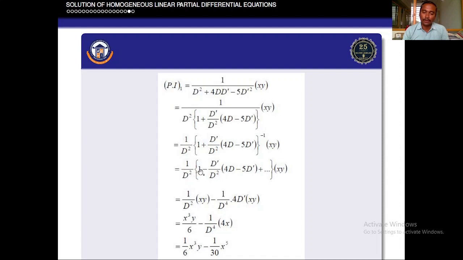So which is equivalent to 1 by D² into xy, minus 1 divided by D⁴ into 4D' into xy. Here D' stands for the differentiation of the function with respect to y. 1 by D stands for the integration of the function. 1 by D² means two times integration of the function. 1 divided by D⁴ means four times integration.